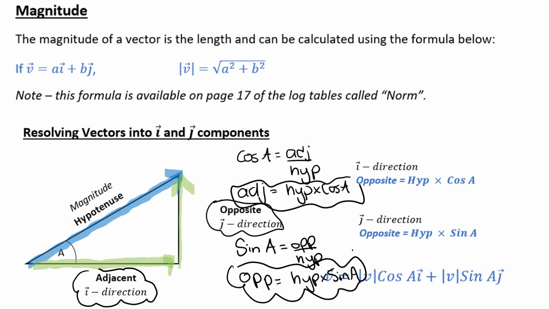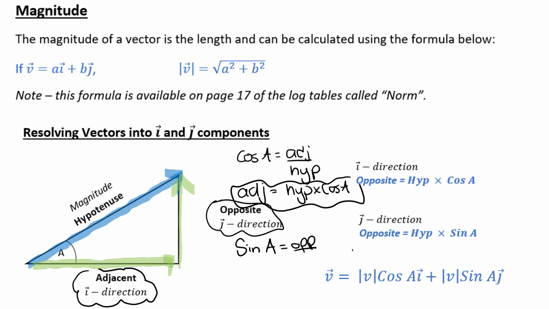And then if we want the magnitude, let me just get rid of some of this writing so you can see it. If we write the magnitude as v like this, the magnitude of our vector, we can rewrite this whole thing in simple terms that the vector can be written as the magnitude of the vector times cos A i plus the magnitude of the vector times sine A j. Now that's only true for where the angle is sitting here beside the i-axis or the horizontal.